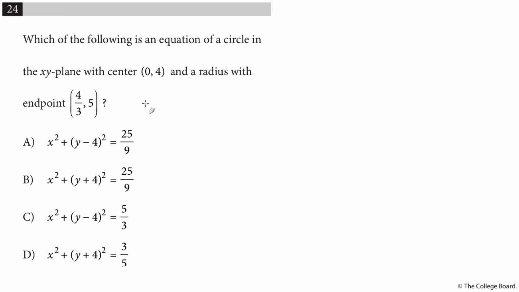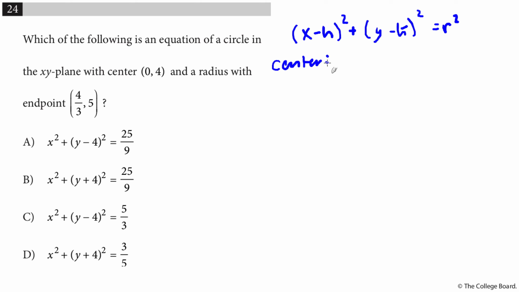Alright, so we want to know which of the following is an equation of a circle in the xy plane with center 0, 4 and radius with endpoint 4/3, 5. So a couple of things here. First off, I need to recall that the equation of a circle is x minus h squared plus y minus k squared equals r squared. And with that, my center will be at the point h, k, in this case 0, 4, and my radius will be r.